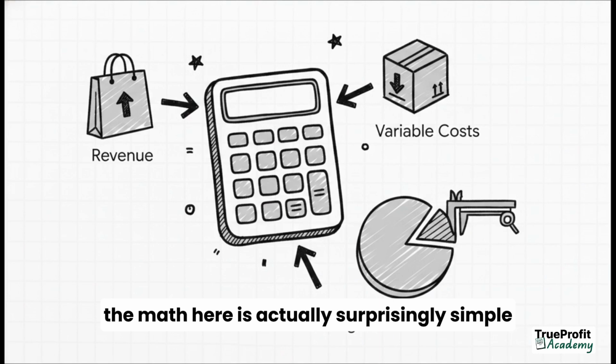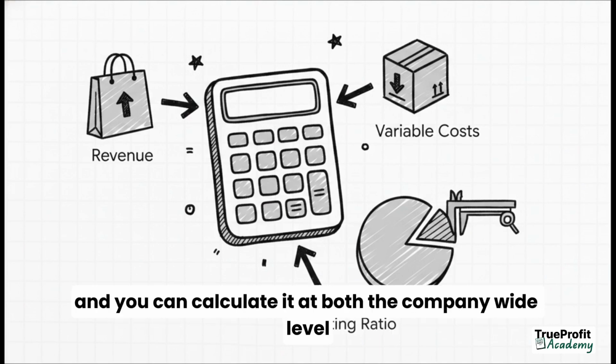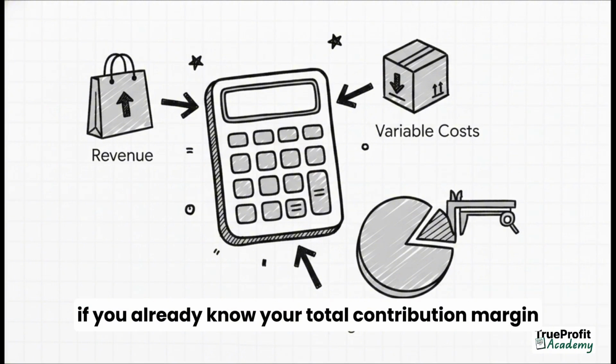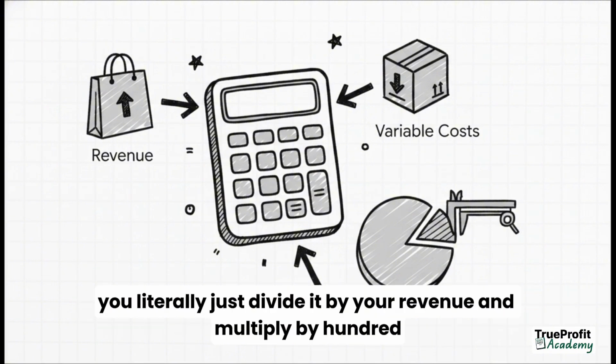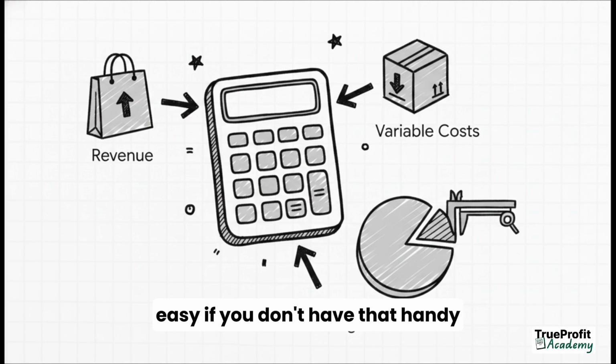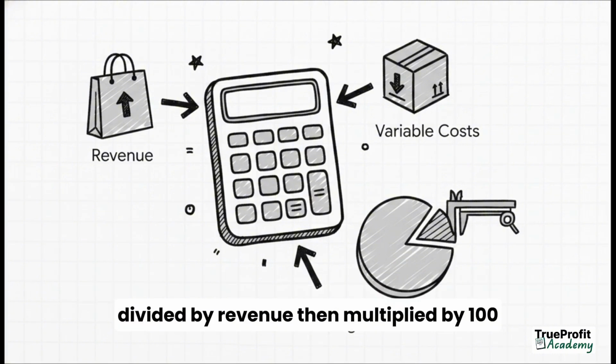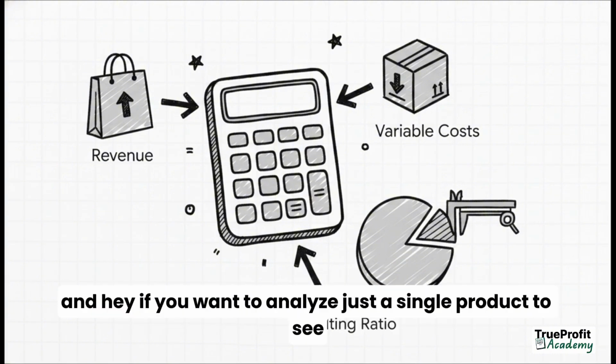The math here is actually surprisingly simple, and you can calculate it at both the company-wide level or down to the individual product level. If you already know your total contribution margin, you literally just divide it by your revenue and multiply by 100. Easy. If you don't have that handy, the most common formula is revenue minus variable costs divided by revenue, then multiplied by 100.